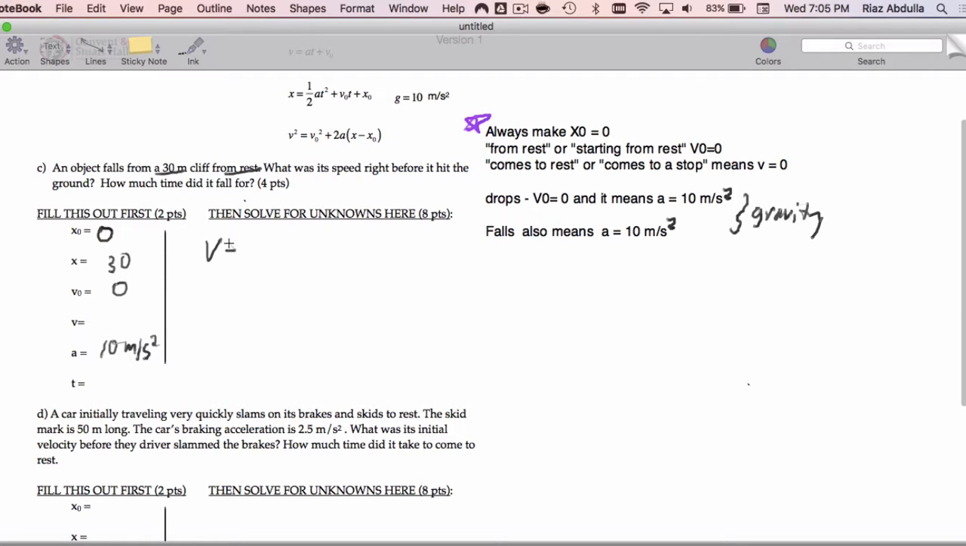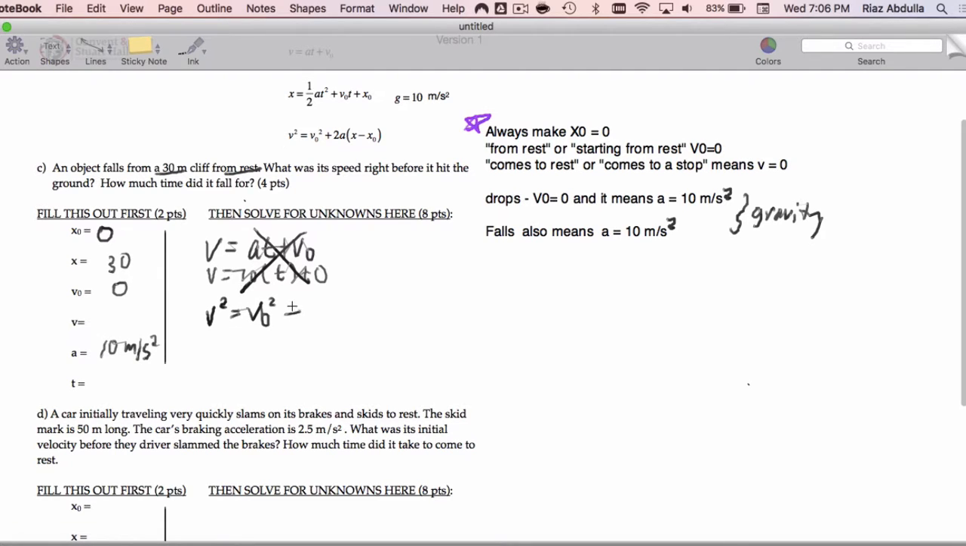We can say v equals at plus v naught, for example. I deliberately chose this equation because look, when I put in the numbers, I'm going to get v equals 10 times t plus 0, and I see that doesn't work. So I move to the next equation. Let's see if we can get the speed using the equation that has no time in it.